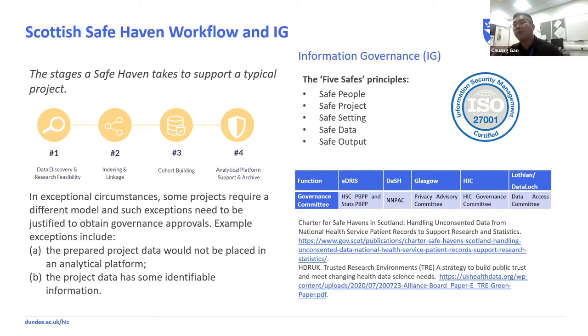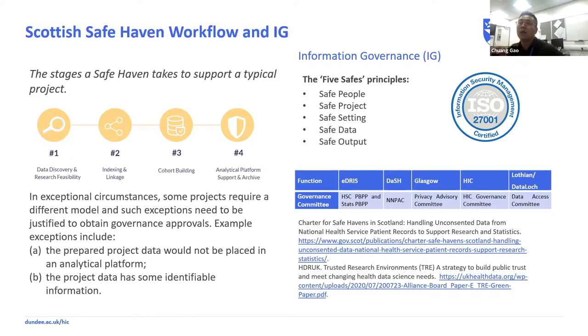And then step three is the cohort building stage, in which, of course, by this stage the governance has been checked and the funding has been made available. So the cohort building stage will be a more detailed discussion between the safe haven and the researcher in terms of what data to provide, what data table to provide, and within this table, which columns you need, what kind of information you want to be provided for your cohort.